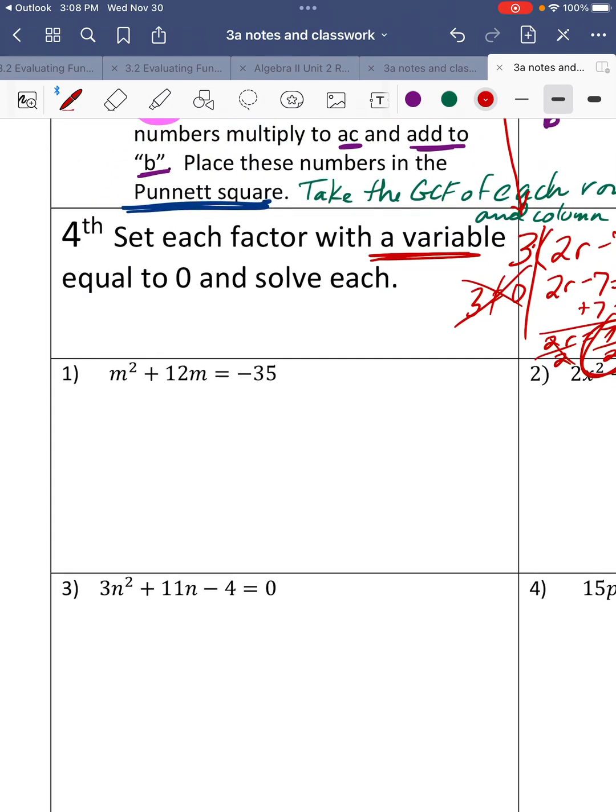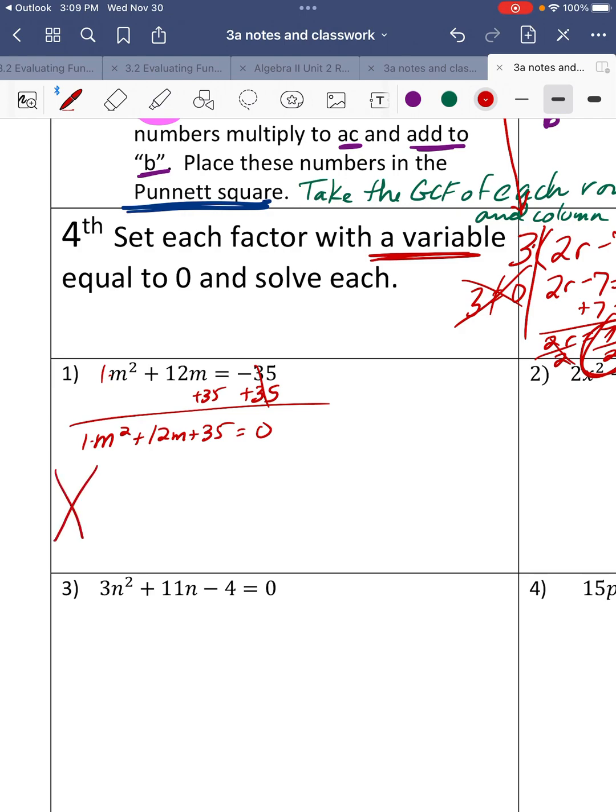All right, let's work on our next problem. The a is positive 1, so I'm going to add 35. There are no like terms. Equals 0. Let's do a times c. So 1 times 35. So there's no greatest common factor. I forgot that. No greatest common factor.